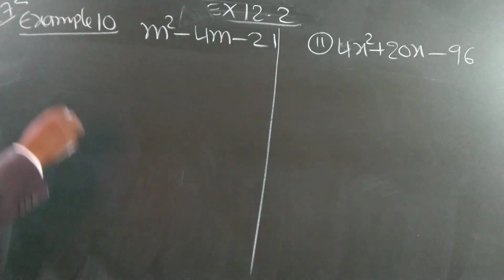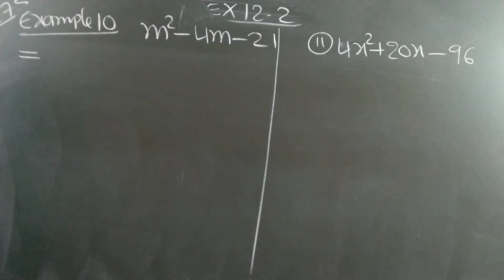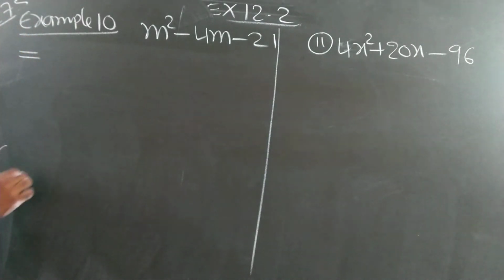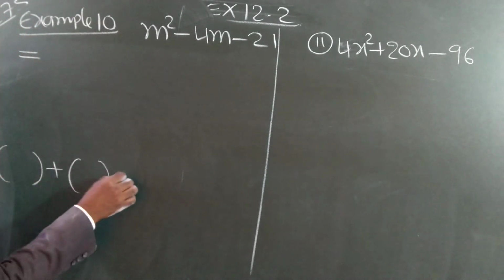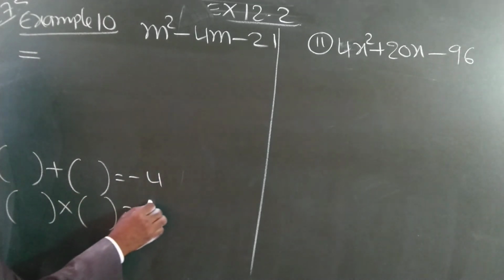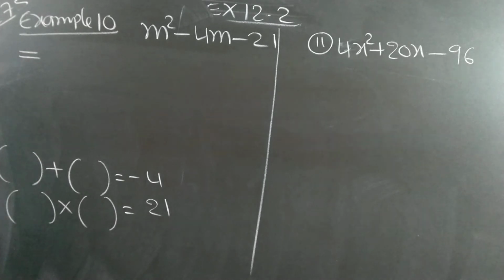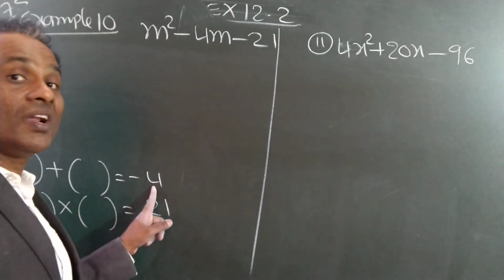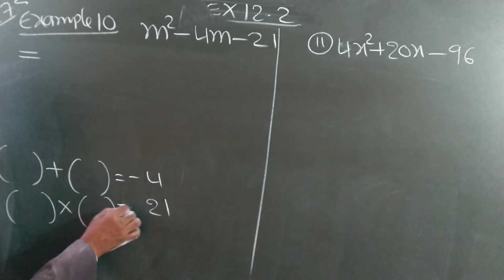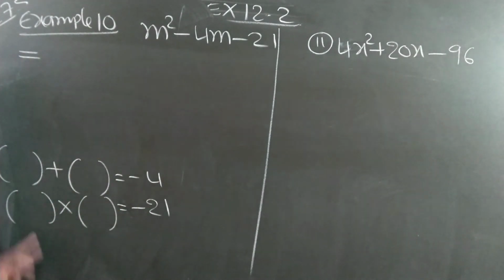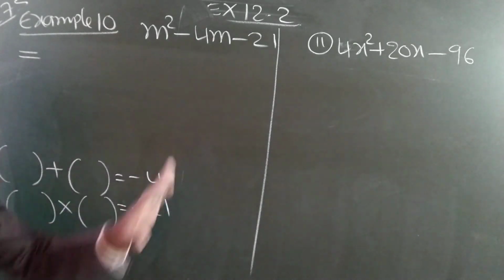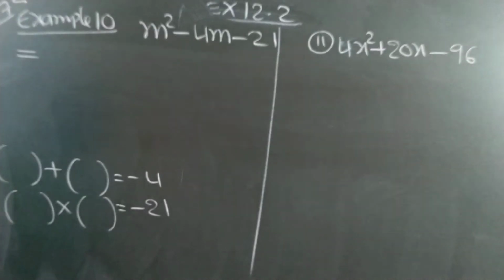Now, tell me 2 numbers whose sum is -4 and product is -21. Adding, -4; multiplying, -21. Like that you have to decide the numbers.